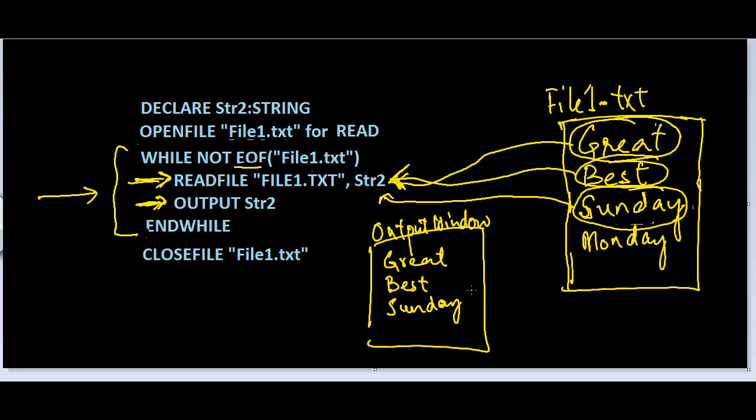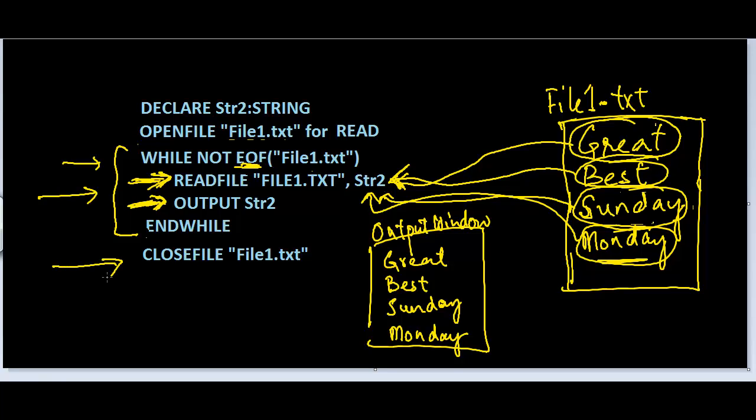Now when this loop runs the fourth time, and the read file instruction is executed, this line is read from the file, and this is now assigned to the str2 variable. Once again, the str2 variable is output, so our output window is updated. So Monday is going to show up in the output window, and finally this loop is going to stop running because we've reached the end of the file. At this point, once we've read this line, our end of the file function will tell us that we've reached the end of the file. So this loop is going to stop running, and finally we have closed our file. So with the help of this loop, we were able to read all the lines within our text file.